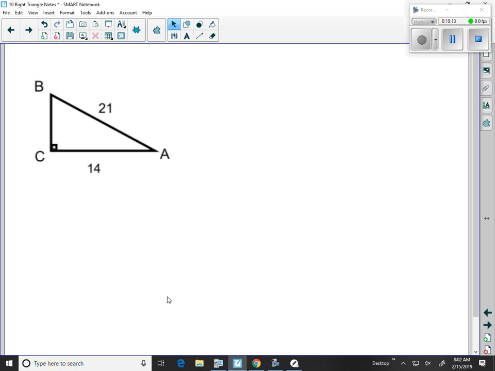All right, next one. We have 2 sides. We're missing 2 angles here, so we need to solve for an angle. Let's say we'll solve for angle B. We have 14, which is opposite. We have 21, which is hypotenuse. Which trig function is that? Opposite over hypotenuse. Sine, right? So we'll do sine of B, because we don't have the angle.